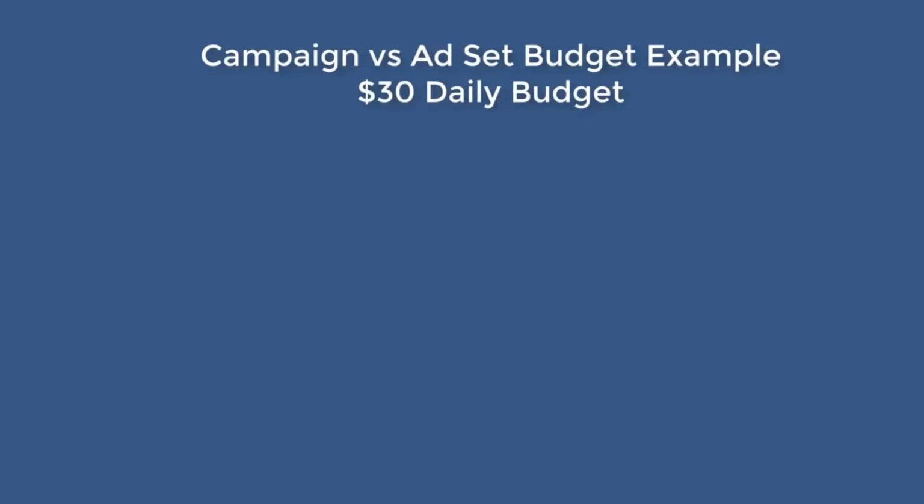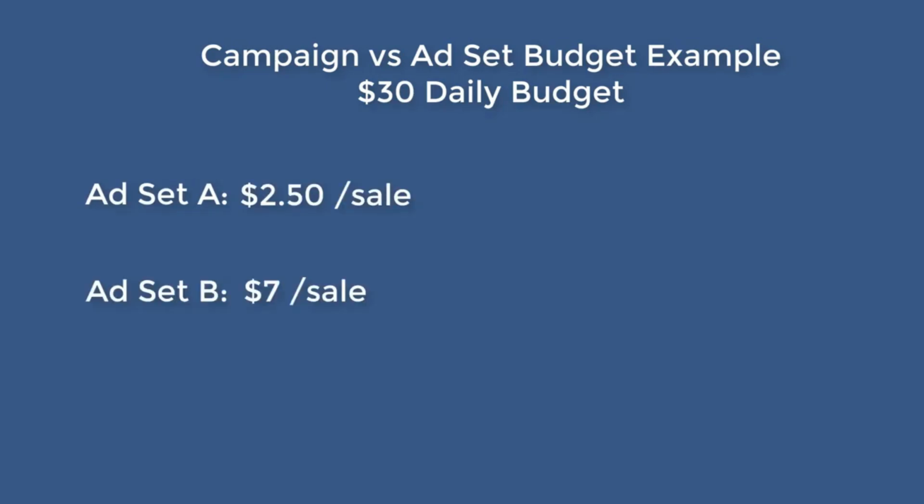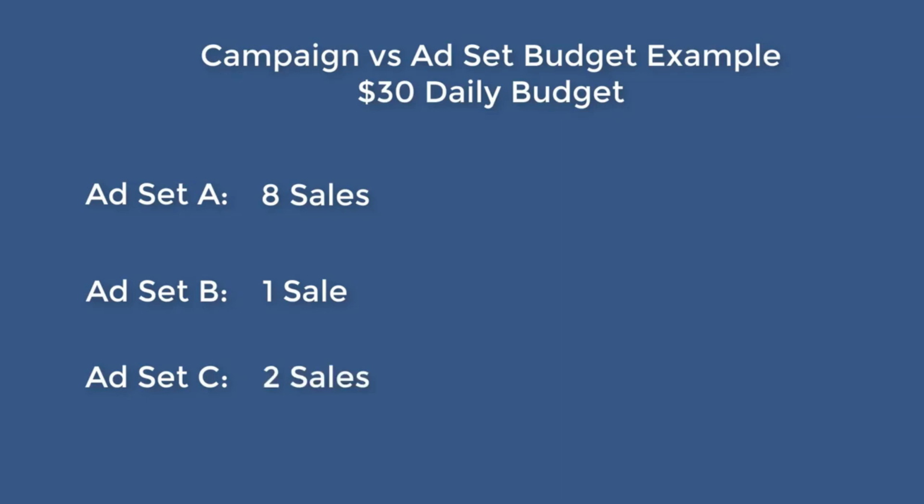In this example, the cost per result of the ad sets are as follows. Ad set A, $2.50 per sale. Ad set B, $7 per sale. Ad set C, $4.25 per sale. Assuming you have ad set budget on, you can expect that you will receive the following results. Ad set A, 4 sales. Ad set B, 1 sale. Ad set C, 2 sales.